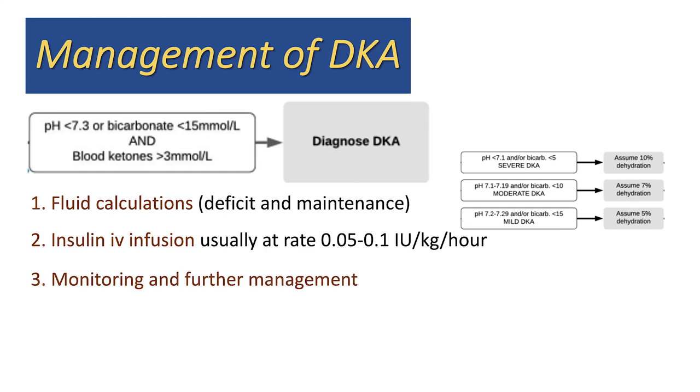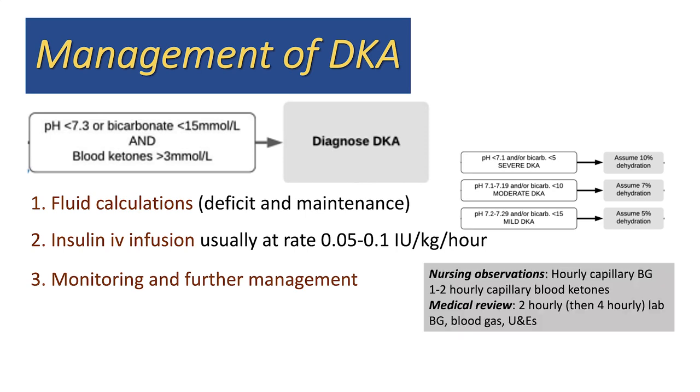And of course, monitoring is very important, and not only by health professionals like doctors, but also nurses. They should do hourly capillary blood sugar and 1 to 2 hourly capillary blood ketones. And the patient should go under medical review based on their status, usually 2 to 4 hourly. We also send some labs, U&Es, and so on.